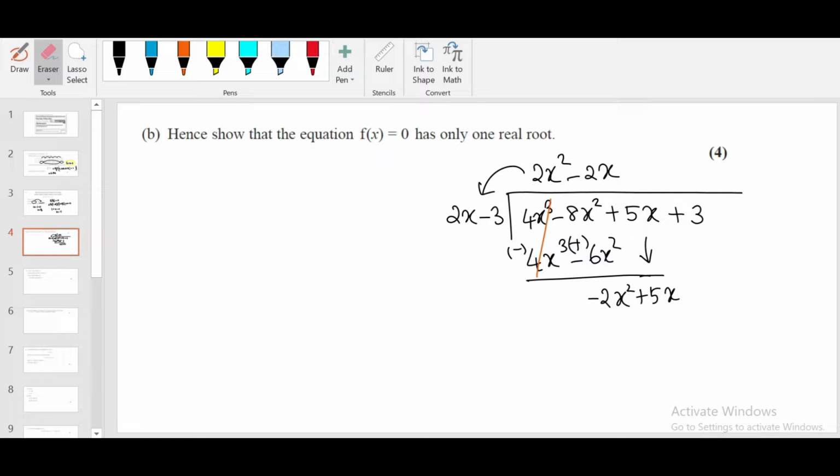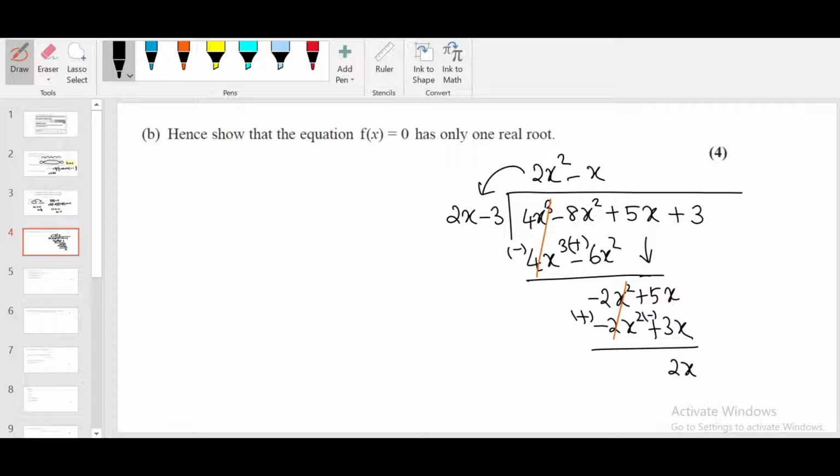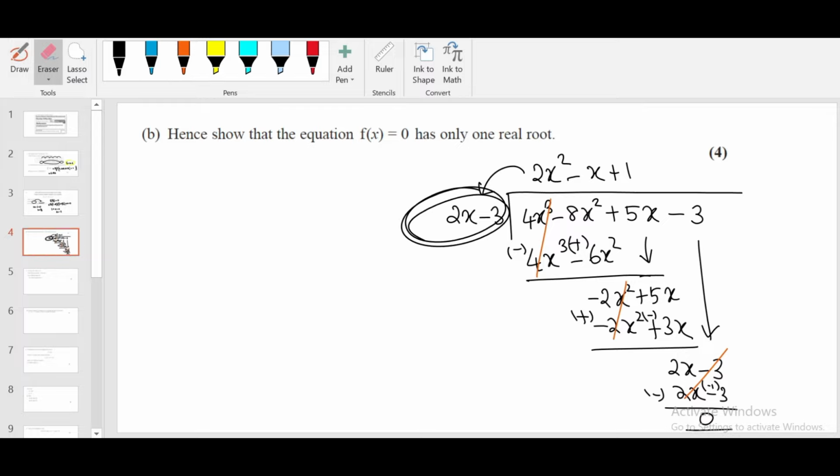So because of that, when we multiply by only minus x, you will get minus 2x square plus 3x. When you change the sign and cancel it, you will get 5 minus 3 is 2x, and then this was minus in the original function, so 2x minus 3. You multiply by 1, 2x minus 3, change the sign, everything will be cancelled, you will get 0. You have to get 0 because 2x minus 3 is a factor.